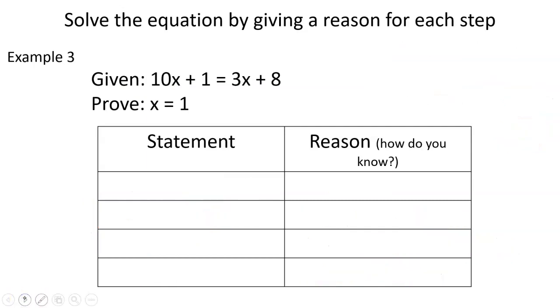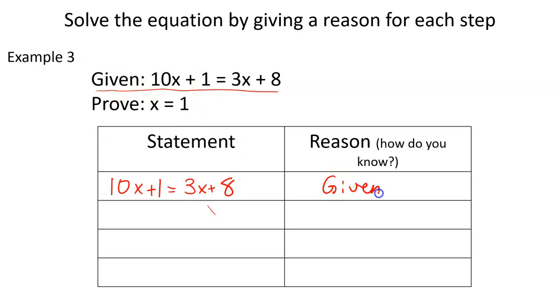We'll move on here. Okay, so we have 10x plus 1 is equal to 3x plus 8. And we need to solve this out, prove x equals 1. So what is the first thing that you write? It should be the given statement. So that's just 10x plus 1 is equal to 3x plus 8. You just see given, write this down. And the reason we know it is because it's given.